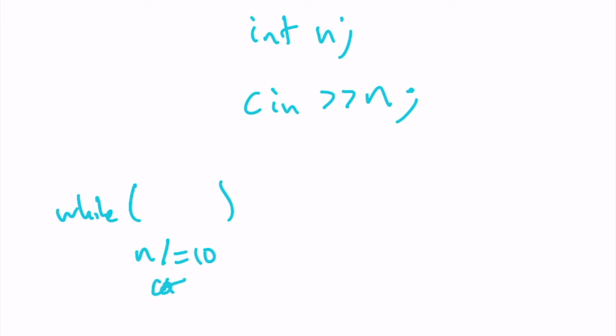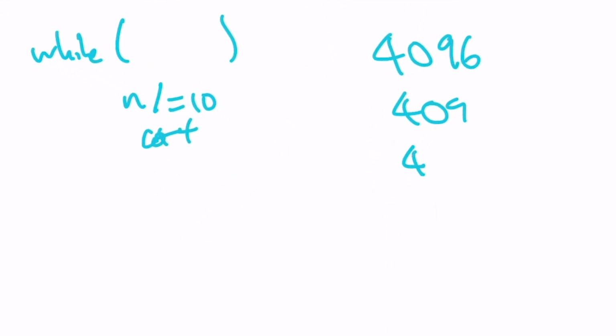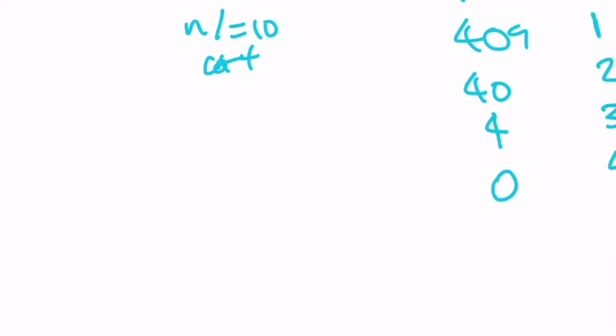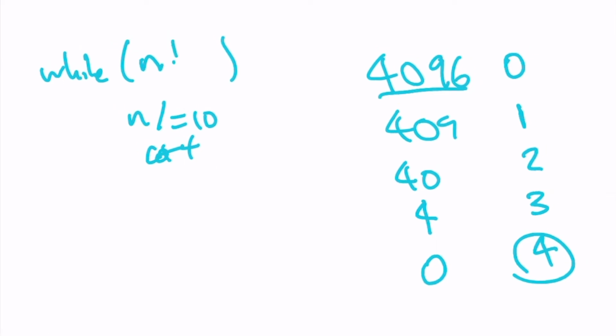So let's say we add to count. Now that we keep dividing it, let's say the number is 4,096. The first time we divide it, we'll get 409. The next time we divide it, we'll get 40. The next time we divide it, we'll get 4. And then we'll get 0. The count at this point will be 0 because nothing has been divided. Then it'll be 1, then 2, then 3, then 4. And our answer is actually just 4, because 4096 has 4 digits. So our condition here should be while n is not equal to 0.